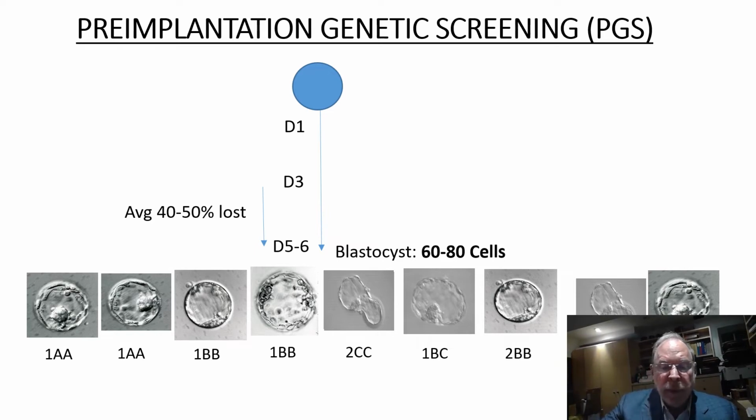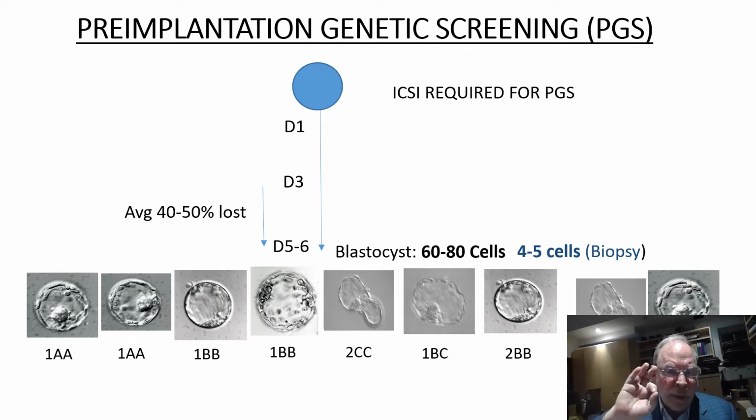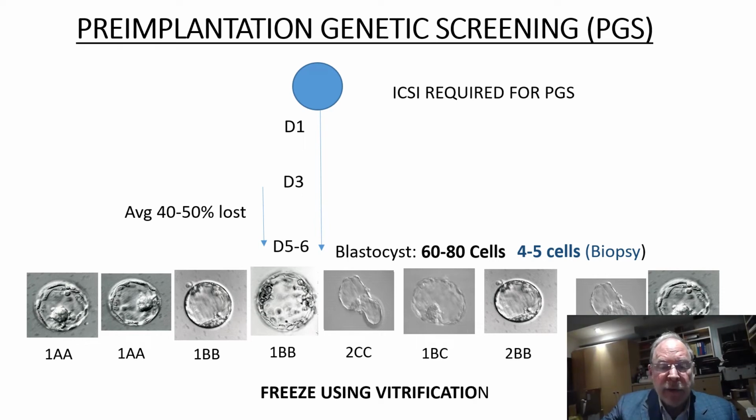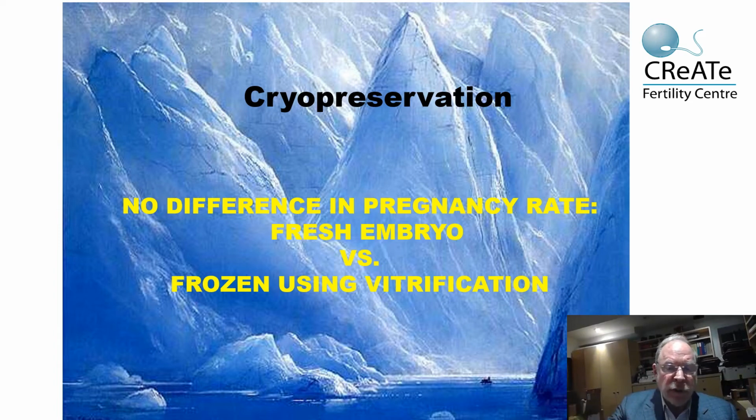When we do preimplantation genetic screening, we must do ICSI, because we only want to put one sperm in each egg and not have contamination from other sperm. Then we do a biopsy of the embryo, and we freeze the embryos. There's no difference between a fresh or frozen embryo in terms of success. It's been estimated you can keep embryos frozen for 10,000 years.